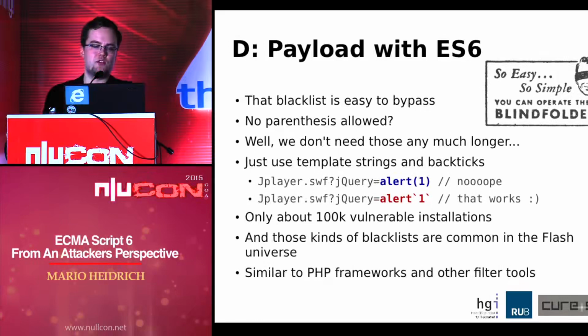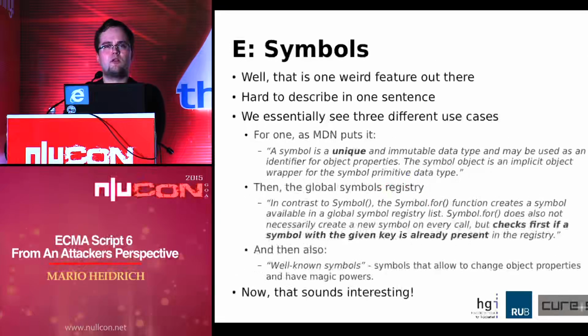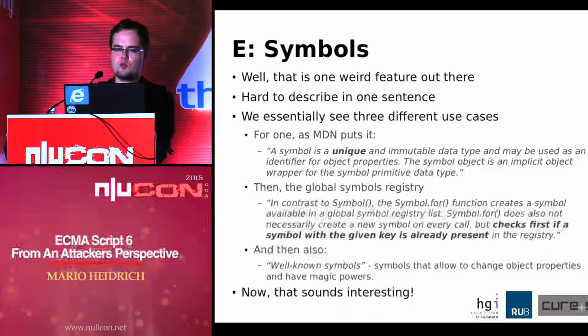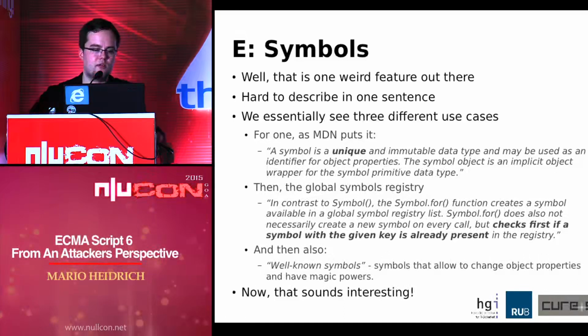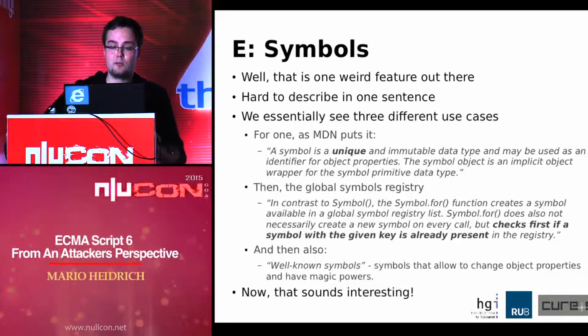Then there's another thing which is quite amazing, and it's one of these mystery features, which is symbols. Symbols are one of the features that everybody looks at and says, I don't really know what that is. What could that possibly be? What kind of use do they have? It's really weird, and it's kind of hard to describe the meaning of symbols in JavaScript in one sentence. I think MDN puts it quite well and says a symbol is a unique and immutable data type that may be used as an identifier for object properties. The symbol object is an implicit object wrapper for the symbol primitive data type. So I think now it should be perfectly clear what symbols are, right?